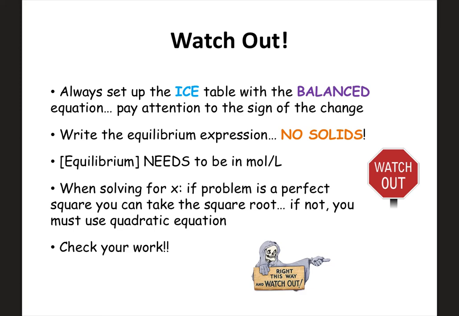But if that's not a possibility, you can't take the square root of both sides, then you're going to have to use the quadratic equation, and you need to know that quadratic equation. And obviously, check your work, be careful here. There's a lot of places you can mess up. You really need to think your way through these problems, but these are things that I definitely have found you need to be on the lookout for and make sure you don't fall for any of these traps.